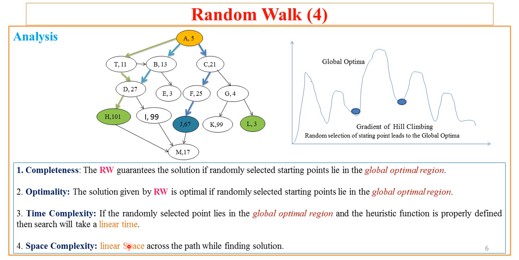And regarding the space complexity, it is the same: if the randomly selected point is a point which leads to the global optima, then the path across that particular gradient will be a linear one, and so the space complexity is also linear. Hope you understood this random walk algorithm.